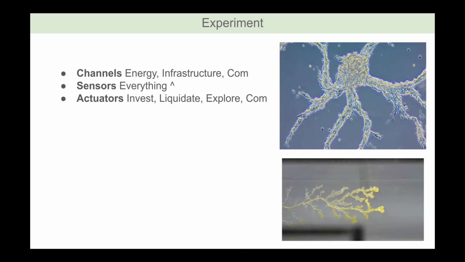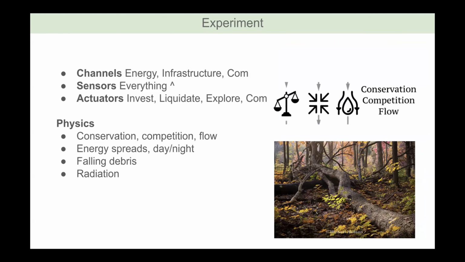There's nothing hidden there. The actuators are invest and liquidate, which exchange energy for infrastructure, and explore, which is going to a neighboring cell, deciding which cell I want to send some infrastructure to, and then updating the communication channels however it wishes to do that.